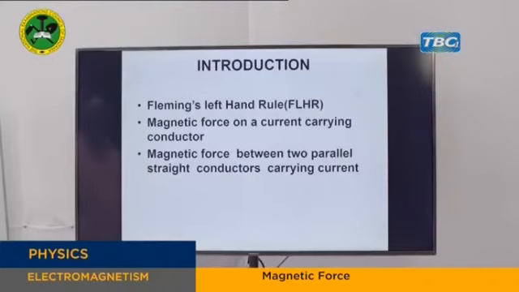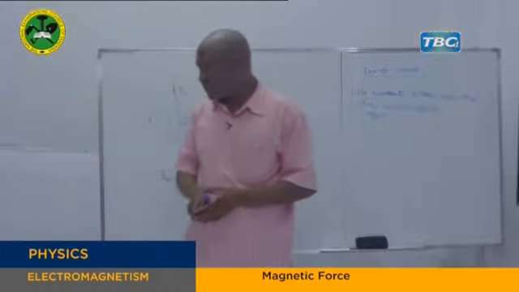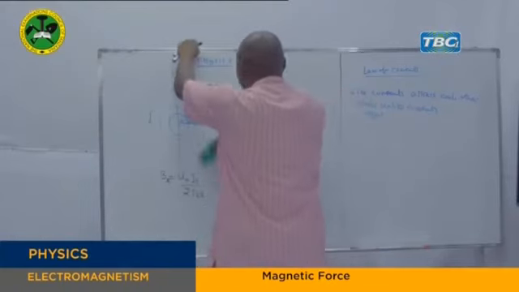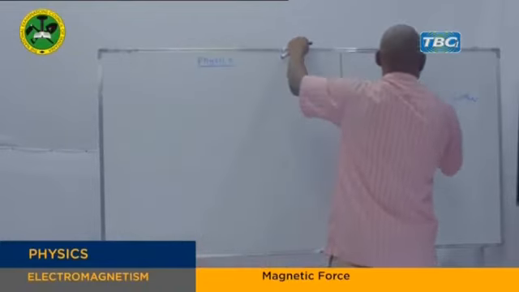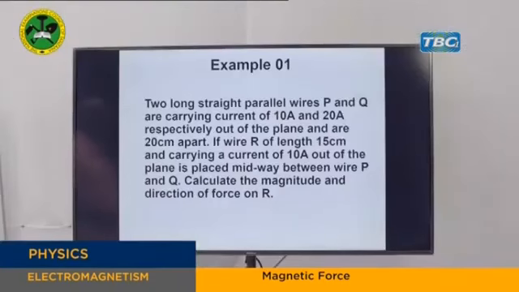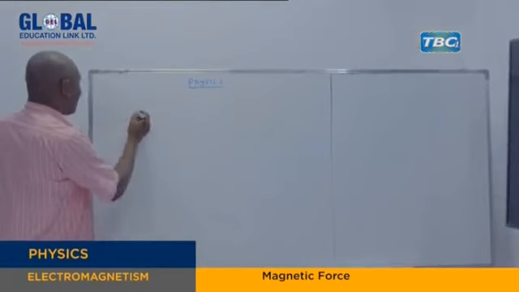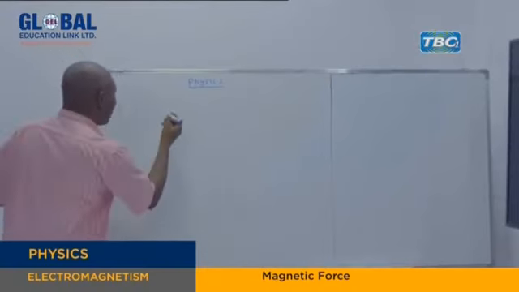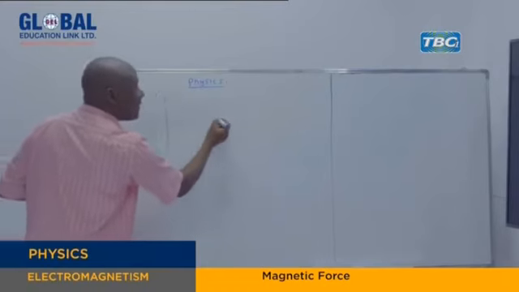Now, not only discussing the formula, but let's see how we apply these formulas when solving examples. Let's see our example number one. The question says, two straight parallel wires, given the names P and Q, are carrying currents of 10 and 20 amperes respectively out of the plane and are 20 centimeters apart. From that, you know that these two wires are not of a certain length. They are long, infinite wires. Step number one, you should draw the diagrams which show the nature of the question. So you have two wires, P and Q.